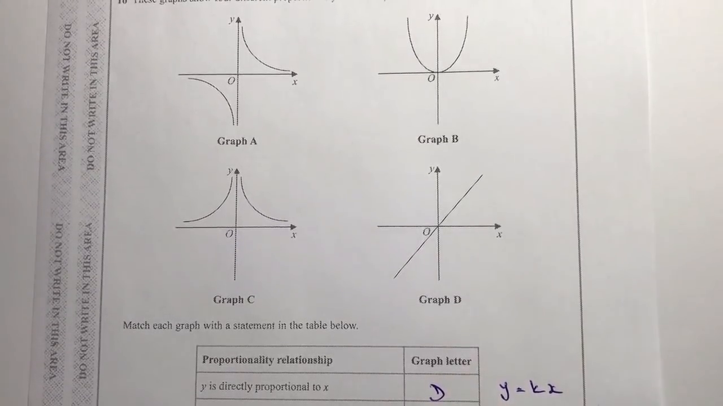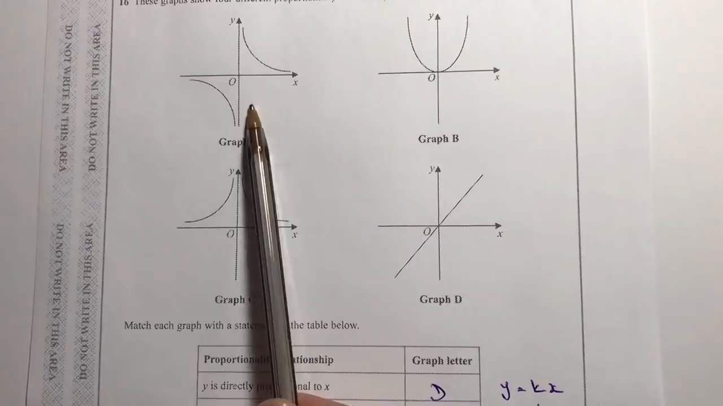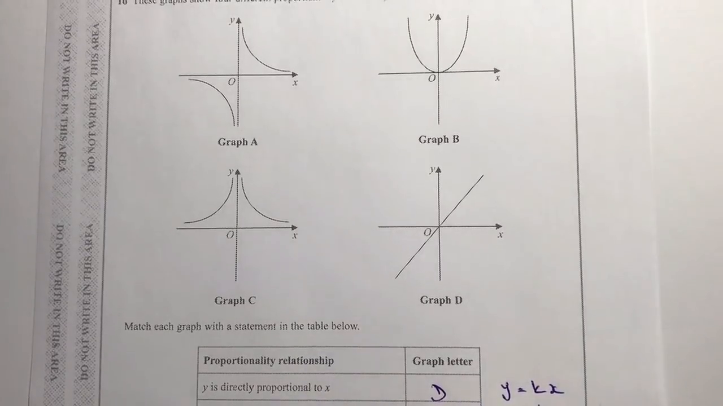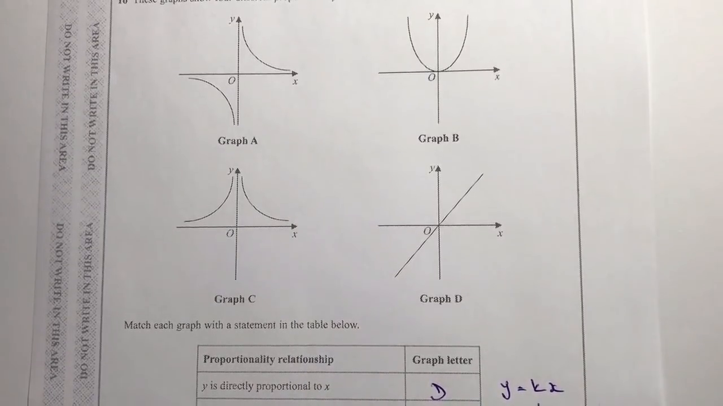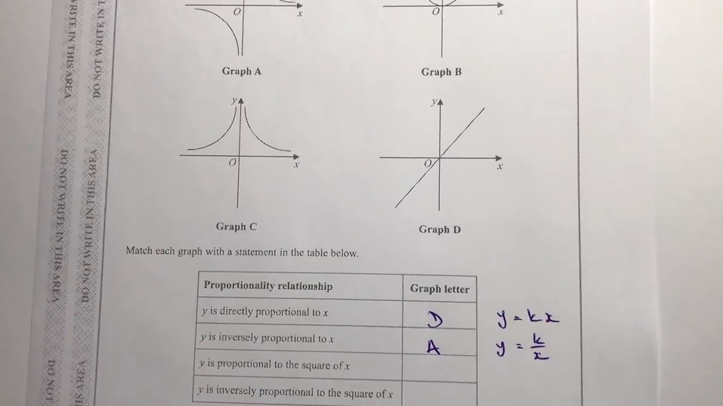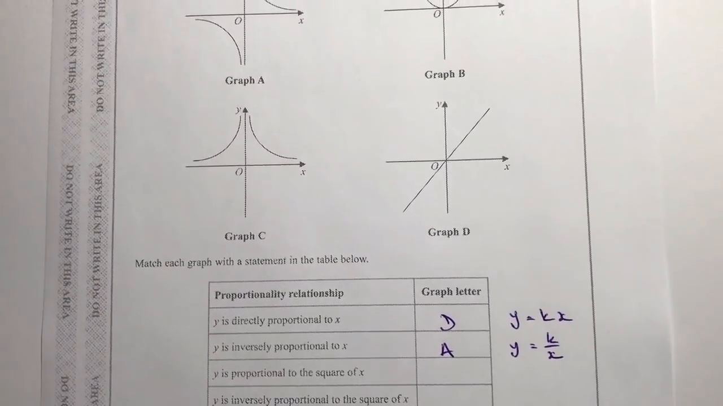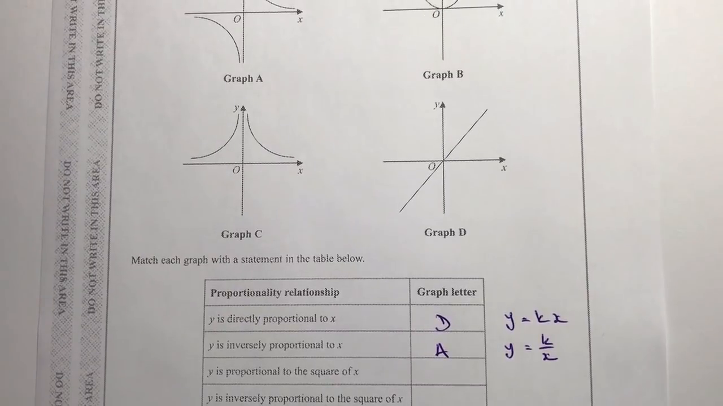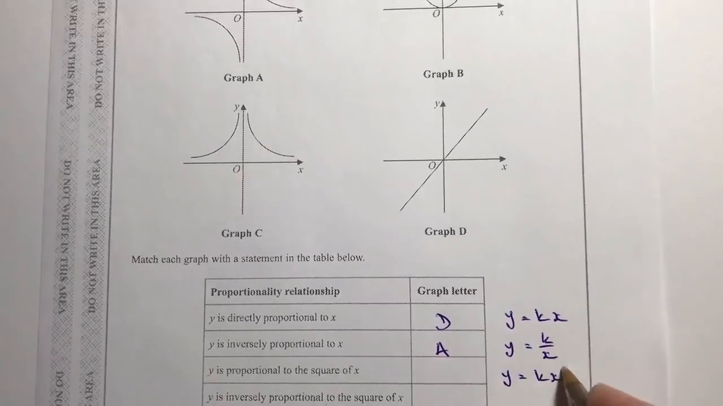Then we've got y is inversely proportional to x. If y is inversely proportional to x, we've got y equals k over x, and the effect that has is this over here, so that's going to be graph A. And then we've got y is proportional to the square of x, sorry about this, I'm running out of space here. So y equals kx squared.